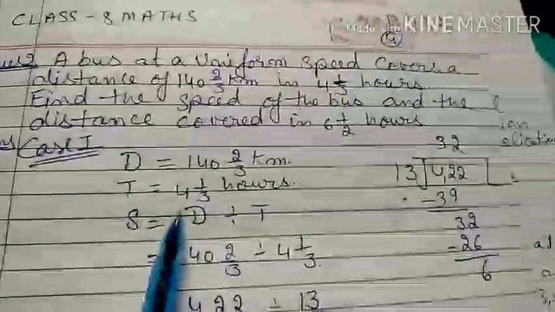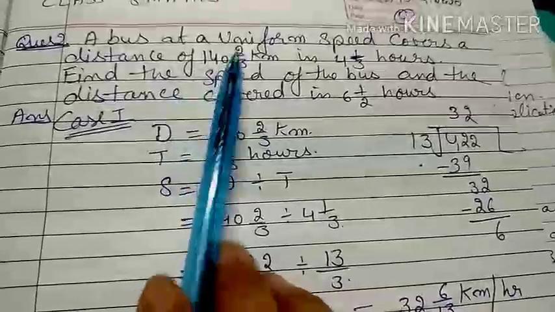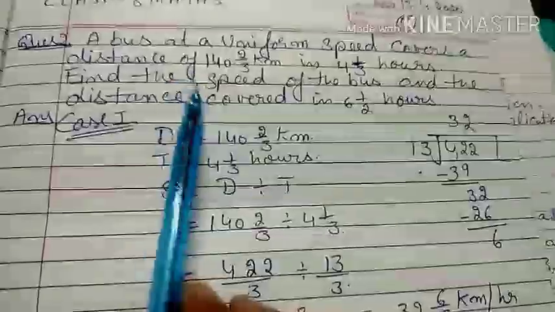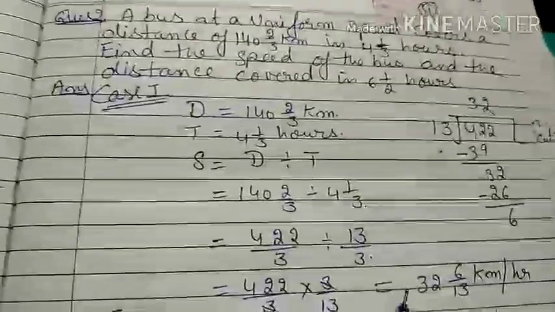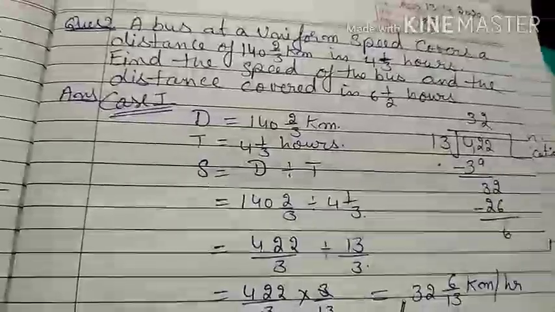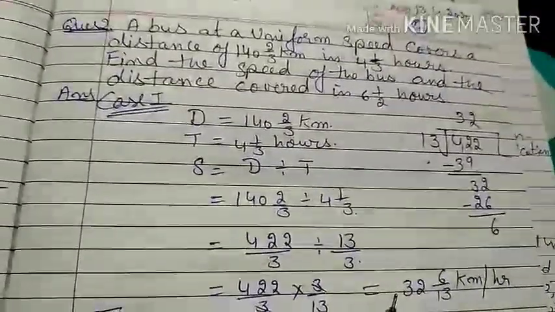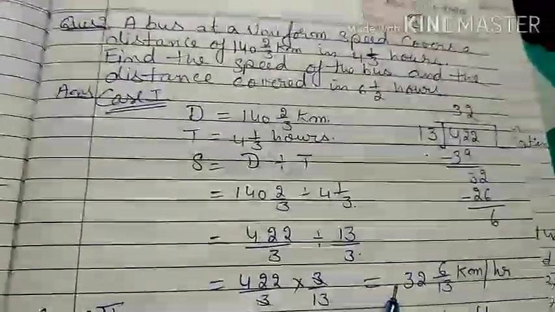Your second question was: a bus at a uniform speed covers a distance of 140 into 2/3 km in 4 into 1/3 hours. Find the speed of the bus and the distance covered in 6 into 1/2 hours. In this, you have the distances given. Basically, you have to find the speed of the bus and the distance covered in 6 into 1/2 hours.